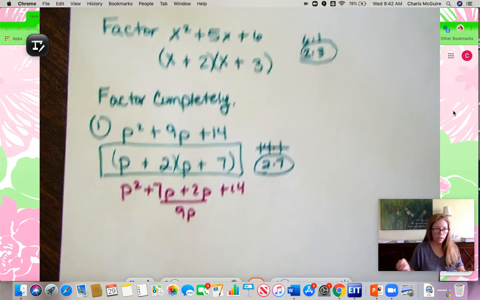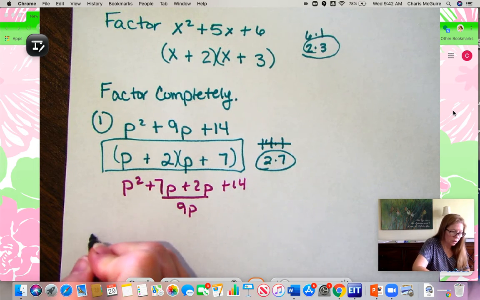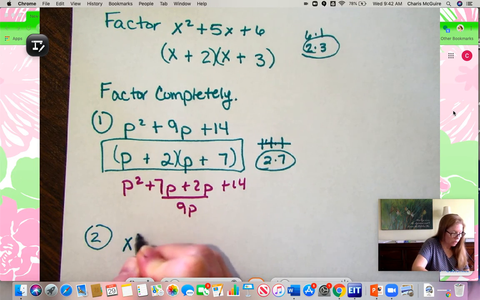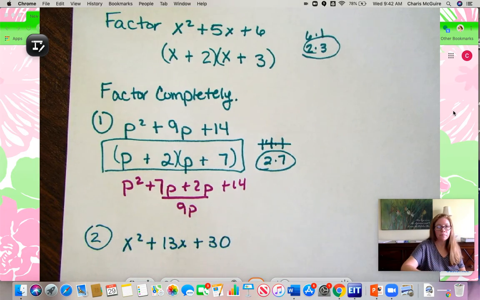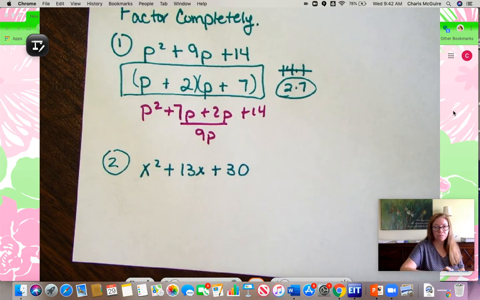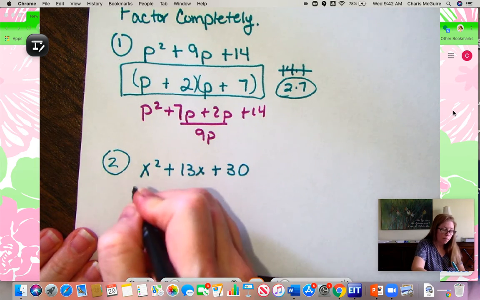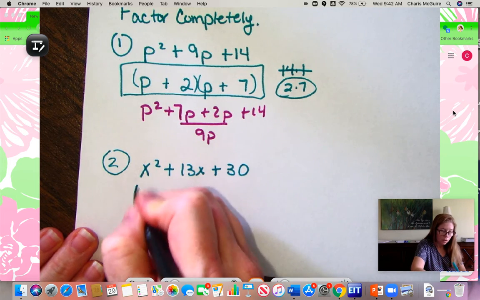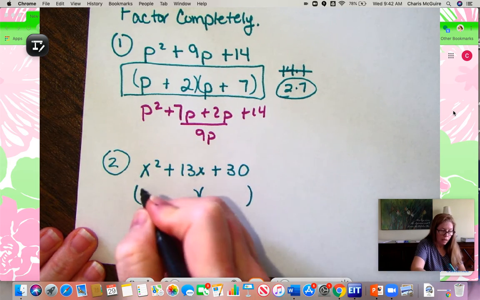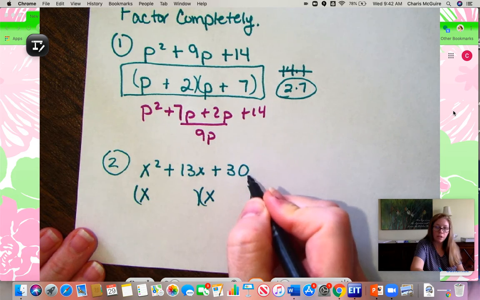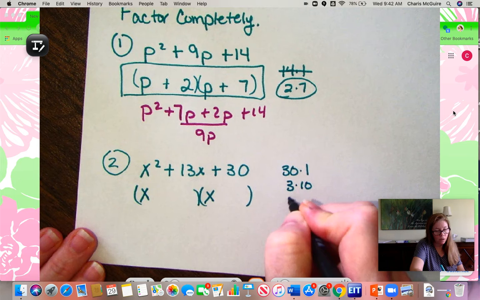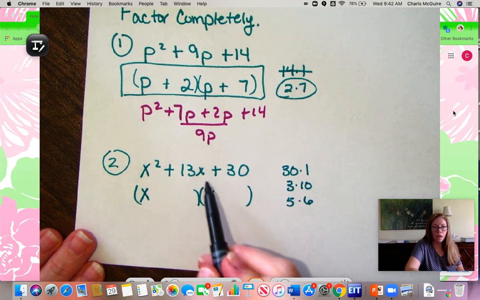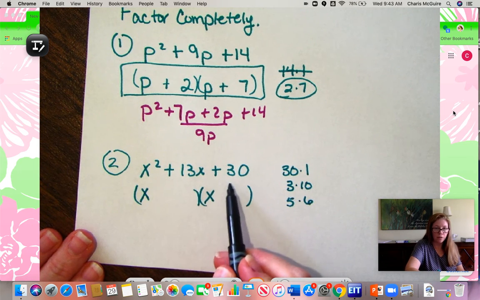You try this next one on your own. Number 2, x squared plus 13x plus 30. Okay, so let's take a look at this. We have no GCF, so we're going to go for the double parentheses, x times x. Now when you look at the 30, you can think 30 times 1, 3 times 10, or 5 times 6. And again, it's both positive, right? This is a positive 30.